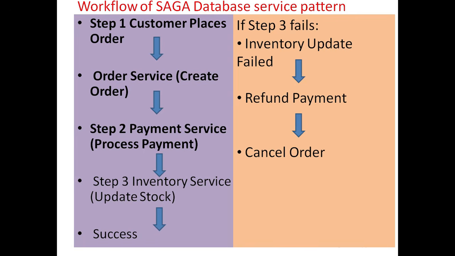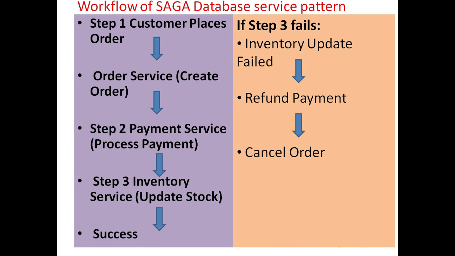Then the payment service processes the payment and the inventory service updates the stock. And if no error occurs, the order is successfully completed. But if step 3 fails, that is, the inventory update fails, then the payment service is refunded and the order is cancelled.